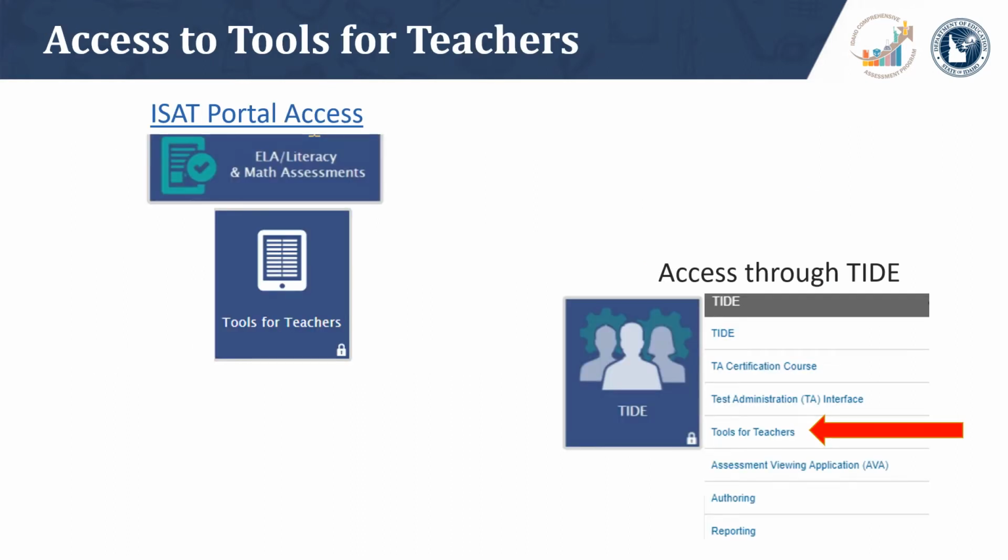Tools for Teachers can be accessed through the Idaho ISAT portal by clicking on the ELA Literacy and Math Assessments from the home page and then choosing Tools for Teachers. Alternatively, if you are already logged into another ISAT system, such as TIDE or TDS, you may use the drop-down on the top left of the screen to get to Tools for Teachers.